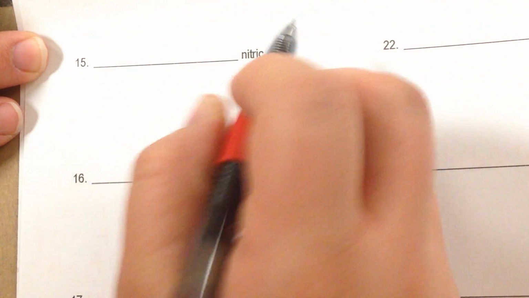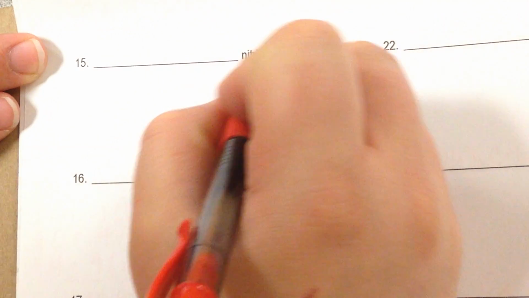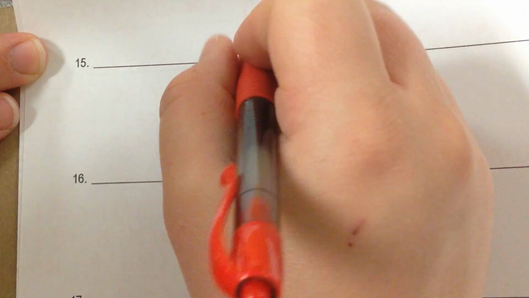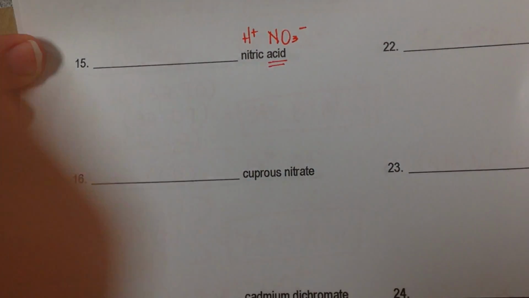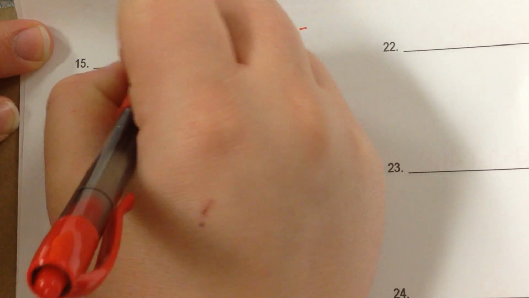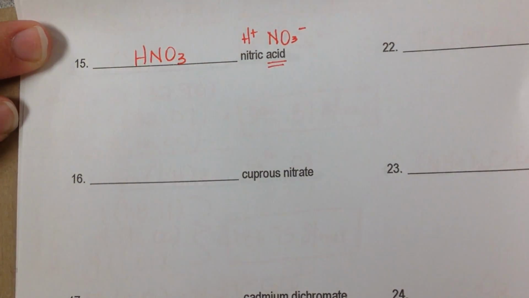Nitric acid, let's talk about rules for acid again. If it's an ic acid, that means it came from the nitrate version. I'm pairing nitrate with H+. So H+ and NO3, balance the charge, just like an ionic compound.